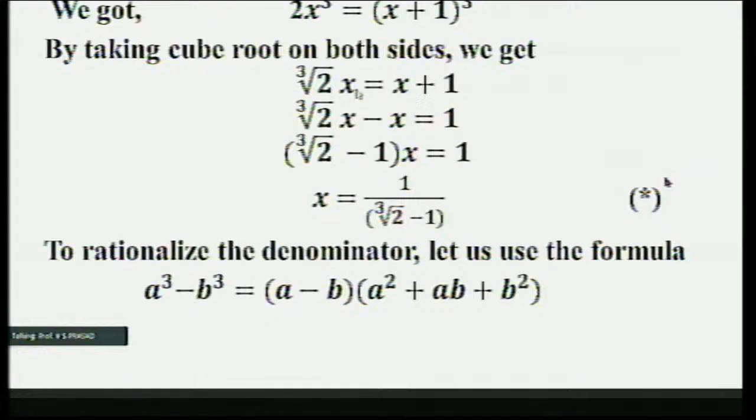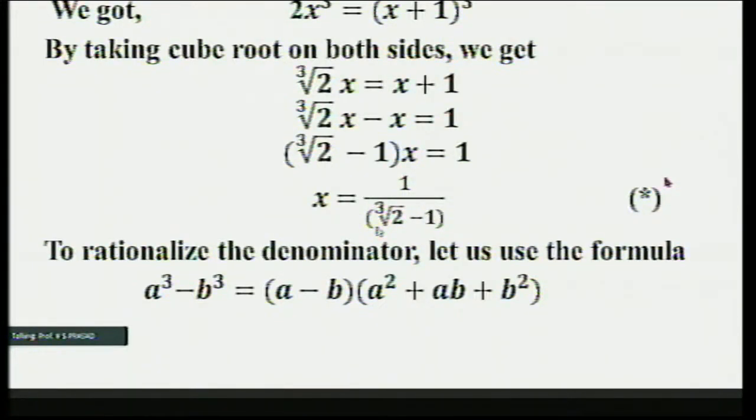Therefore the expression becomes, by taking x on the left hand side, cube root of 2 times x minus x is equal to 1. So by taking x as a common factor, we are left with cube root of 2 minus 1 times x is equal to 1, and therefore x is equal to 1 divided by cube root of 2 minus 1. But normally, whenever we have an irrational number in the denominator, we never keep it as it is. This is the practice with irrational factors.